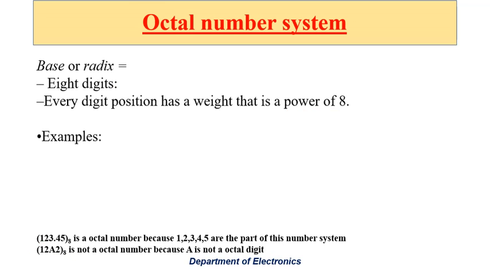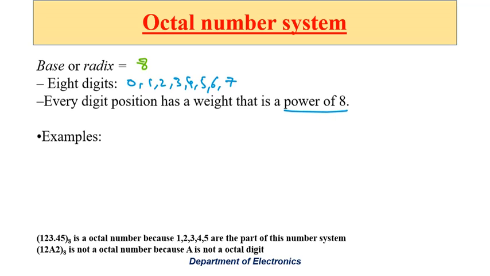For the octal number system, the base is 8. So that means it uses 8 different digits to represent any number. So those 8 digits are 0, 1, 2, 3, 4, 5, 6, and 7. So whenever you define any number in the octal number system, you are allowed to use only 0 to 7 digits only.